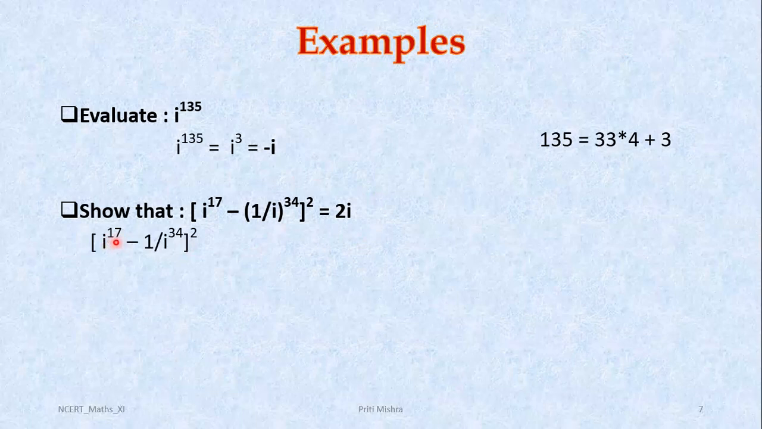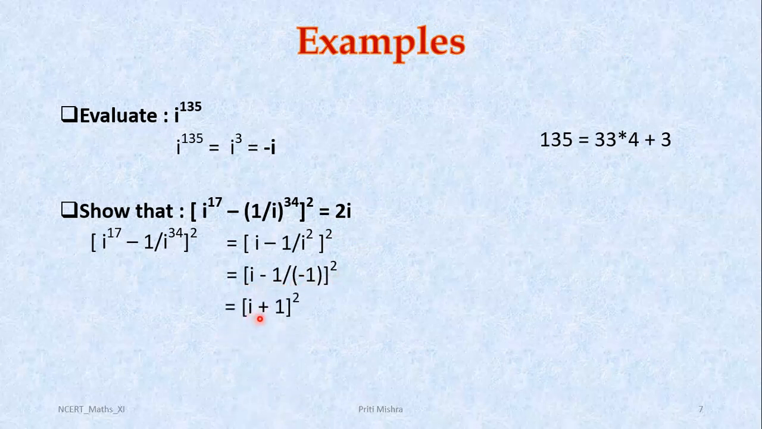Here we have to simplify i to the power 17 and i to the power 34. Just divide these powers by 4 and write them in terms of the remainder. So for i to the power 17 we have i, and for i to the power 34, after dividing by 4, we have i square. Now you know the value of i square is -1. So (i minus 1 upon -1) to the whole square. Now it takes the form (i plus 1) to the power 2.